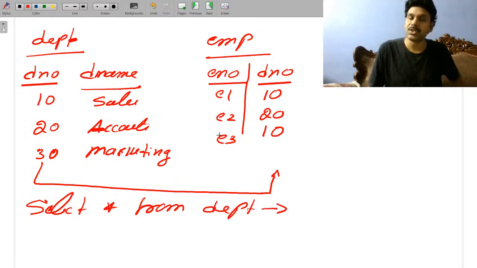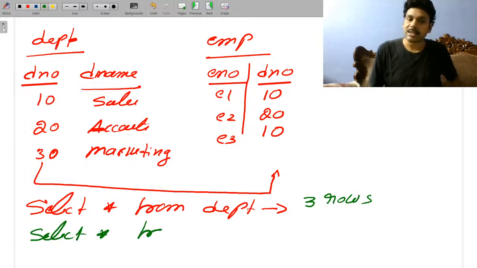How many tuples are you going to get? You can respond through chat. Select star from department. As per the last class knowledge, how many rows are you going to get? 3 rows. If I ask one more query, select star from EMP, how many rows are you going to get? 3 rows from this.